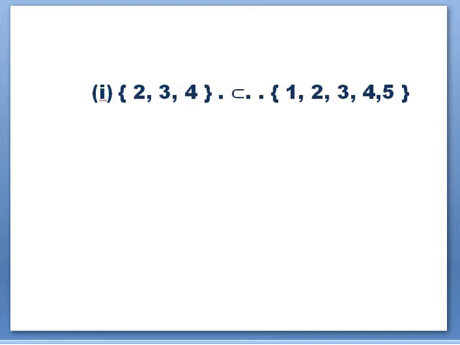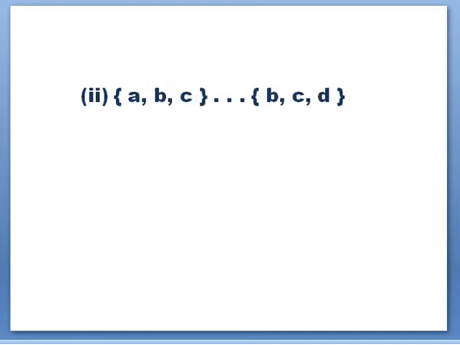Okay, let's do one more example. Now, in the second example, there are two sets: A, B, C and another set B, C and D. If you notice, both of them contain 3 elements. So the first set has elements A, B and C, and the second set, B, C, D.